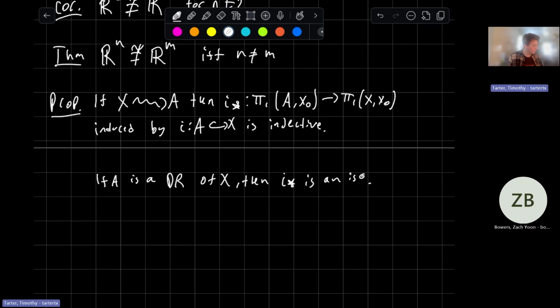Okay. This gives another way of seeing that S^1 is not a retract of D^2, which is the Brouwer fixed point theorem, since the inclusion-induced map from pi 1 of S^1 to pi 1 of D^2 is a homomorphism from Z to 0, which cannot be injective.